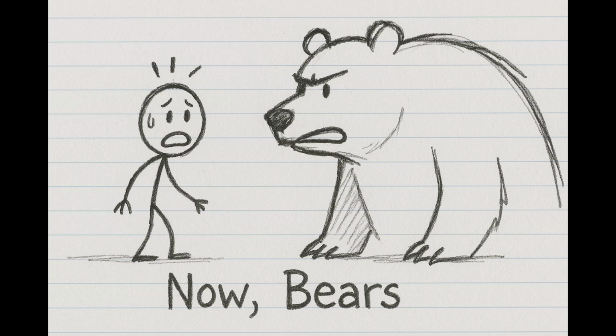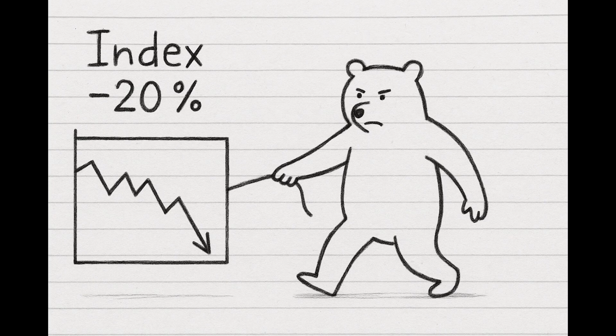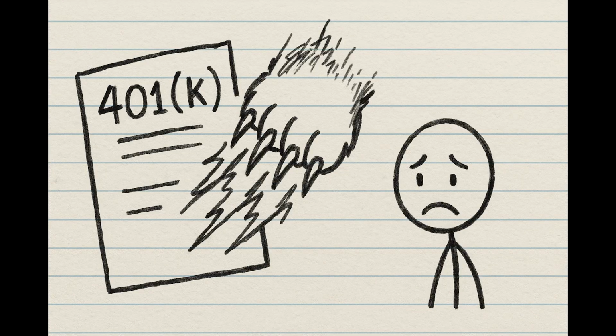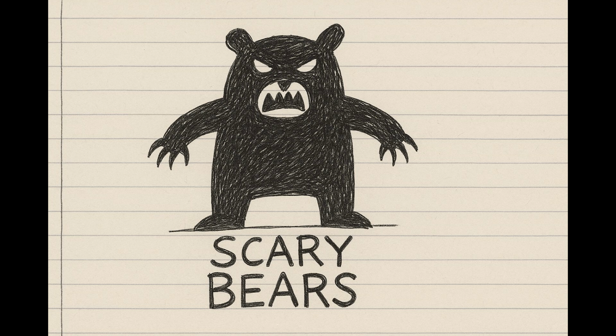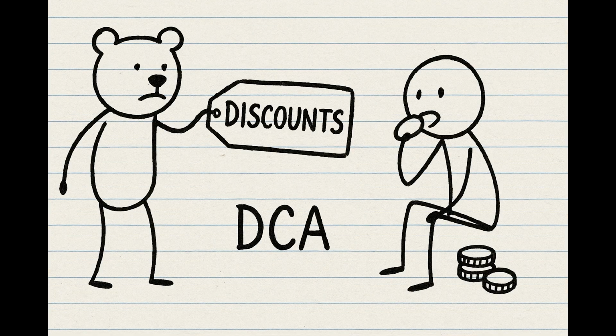On the flip side is a bear market. It appears once the major indexes drop 20% or more from their highs. Investors panic, and 401ks feel the swipe. Kinda like Yogi stealing every picnic basket in Jellystone. Bears are scary, but they also serve up discounts worth nibbling through dollar cost averaging.